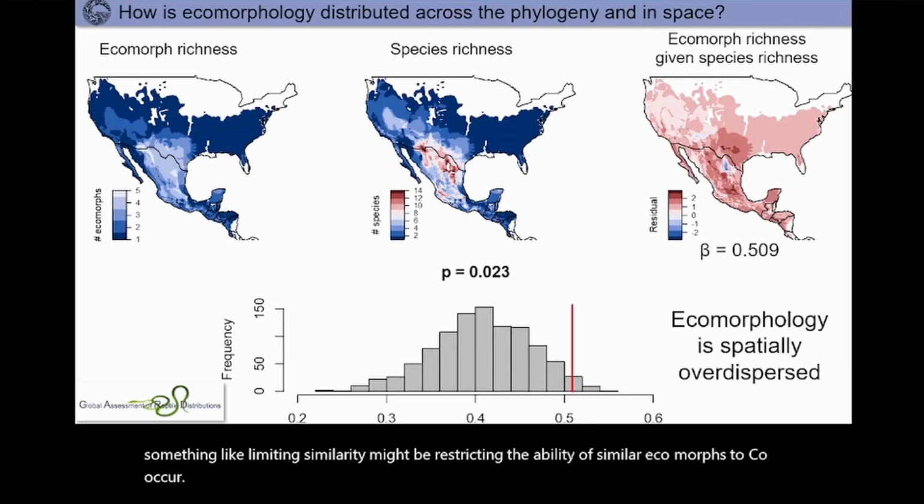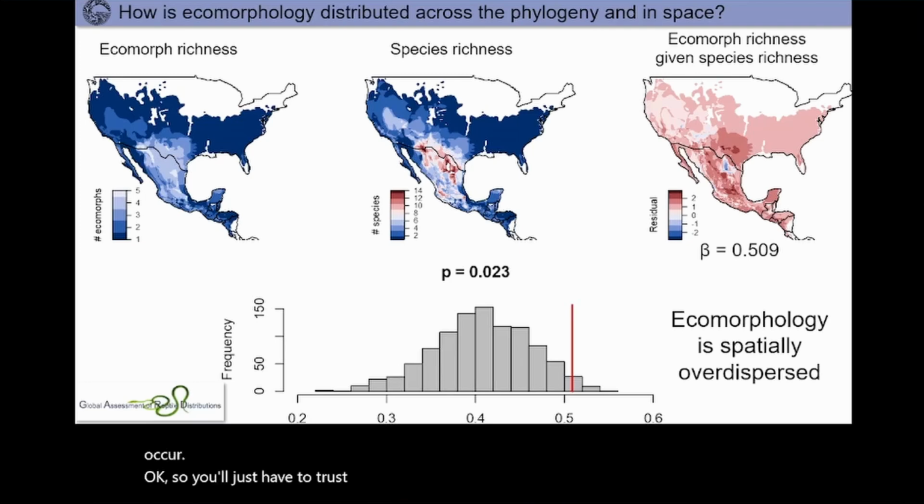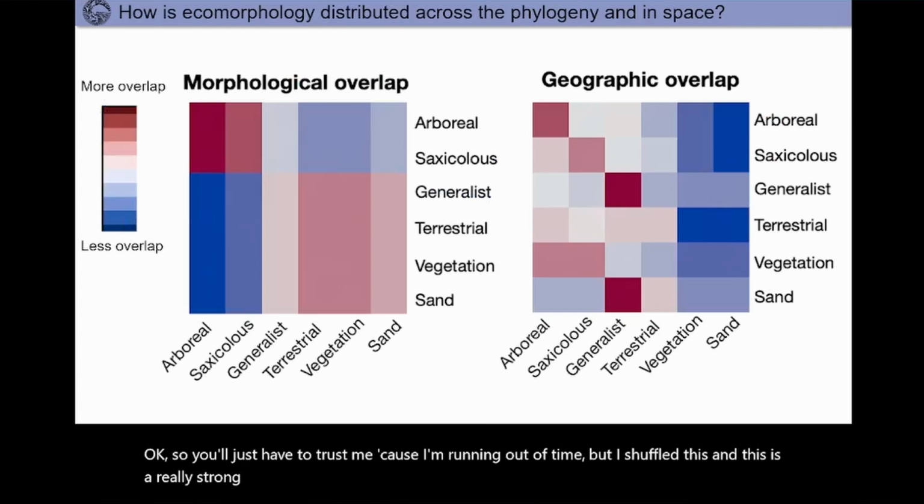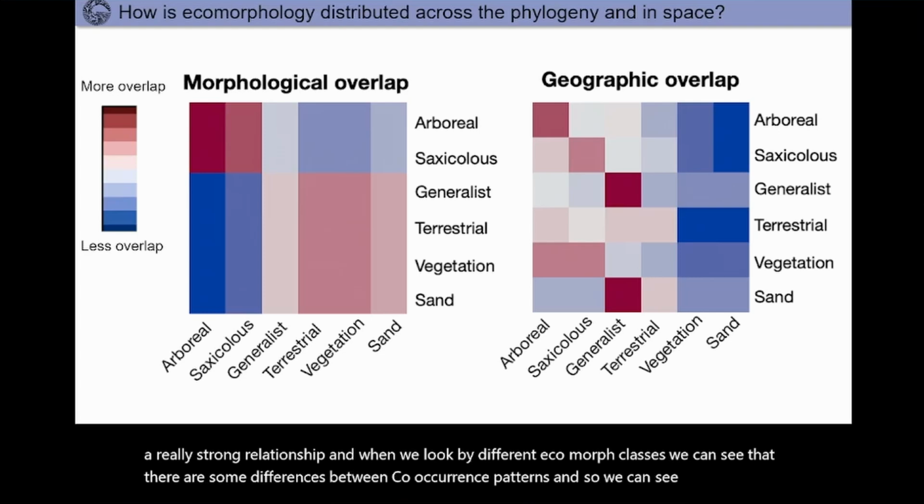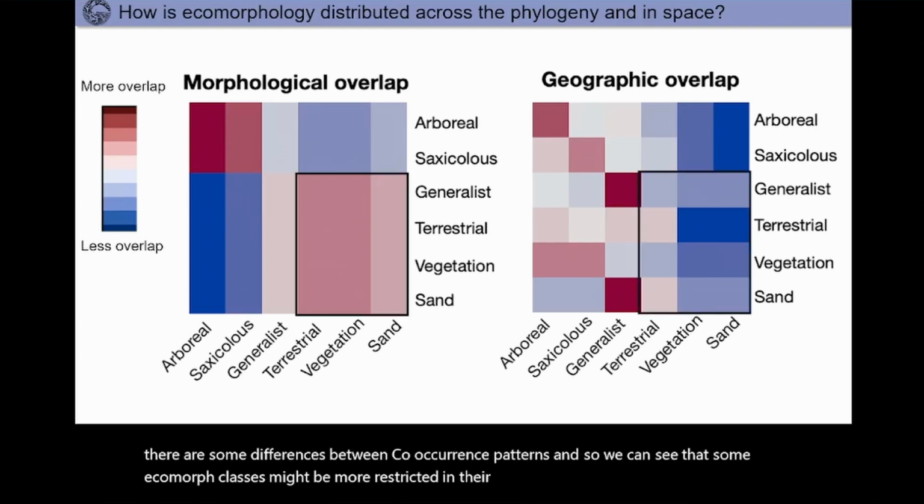Okay, so you'll just have to trust me because I'm running out of time, but I shuffled this, and this is a really strong relationship. And when we look by different ecomorph classes, we can see that there are some differences between co-occurrence patterns, and so we can see that some ecomorph classes might be more restricted in their ability to co-occur with one another.